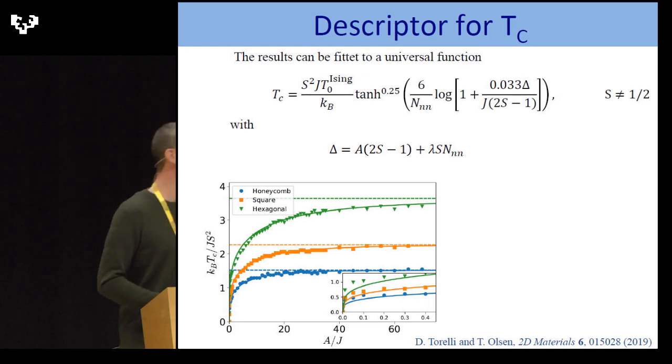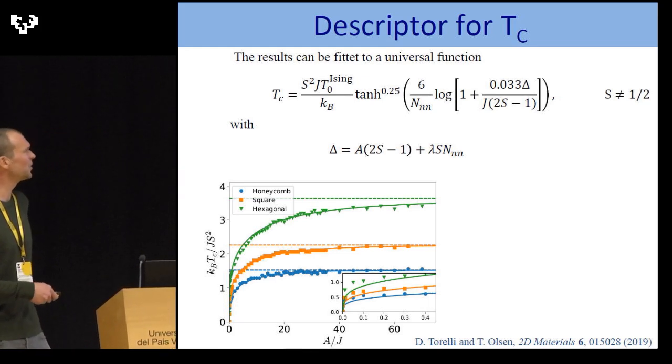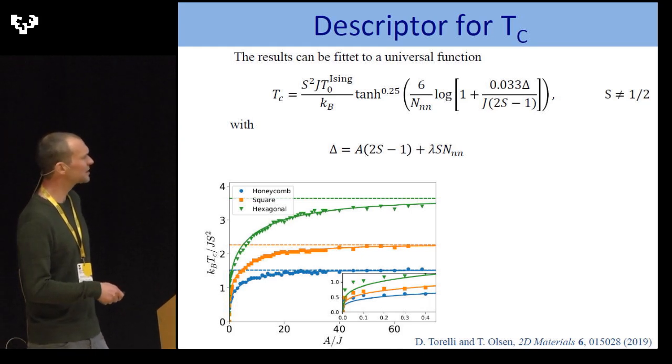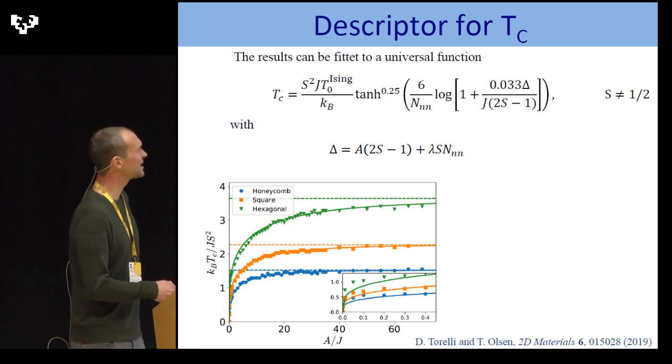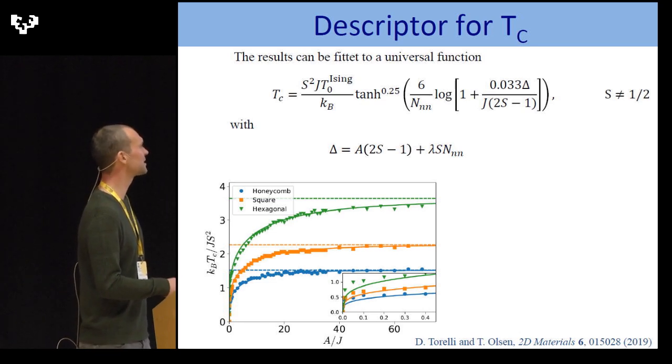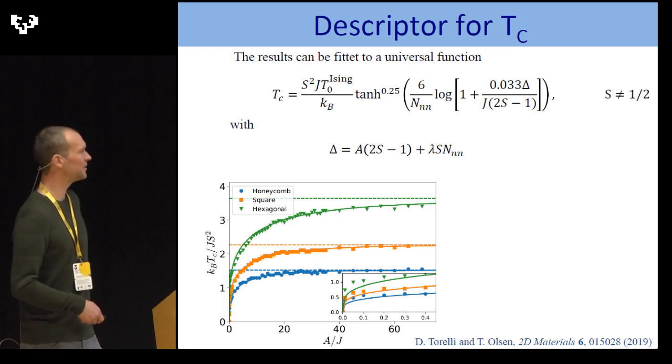But we don't want to do these Monte Carlo simulations for all materials. Even if it's classical, it's still very tedious work. So instead, we fitted all these results to a universal expression of this form here. We just have the number of nearest neighbors, and that's 3 for honeycomb, 4 for square, and 6 for hexagonal. Then it fits all of them, and we have some fitted parameters, this one and this one, and then we have the Ising critical temperature, which is the asymptotic limit of the expression.